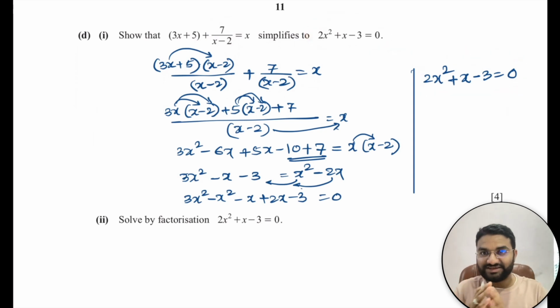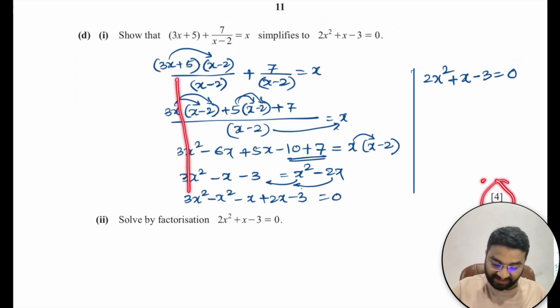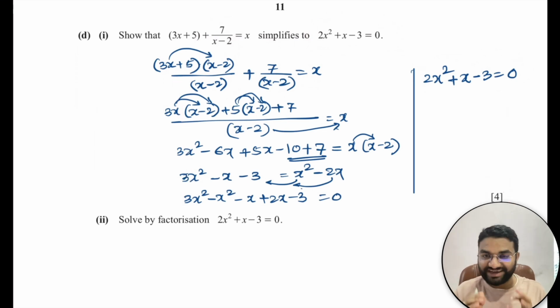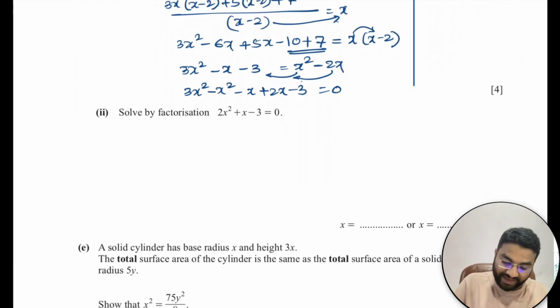Isn't it easy? So again, this is a 4 mark question. If you write it in this simplified way, with step by step answers, then you will get full marks. There are certain marks distribution schemes, and if you write it this way you will get full marks. Fine, then we have a question.